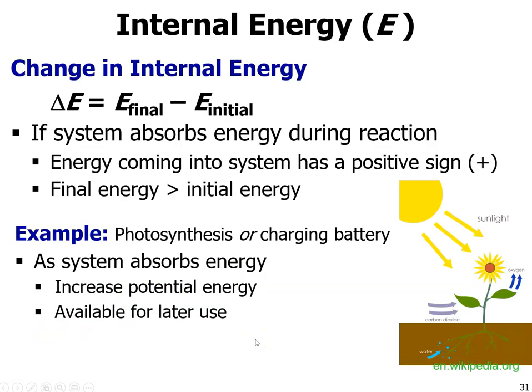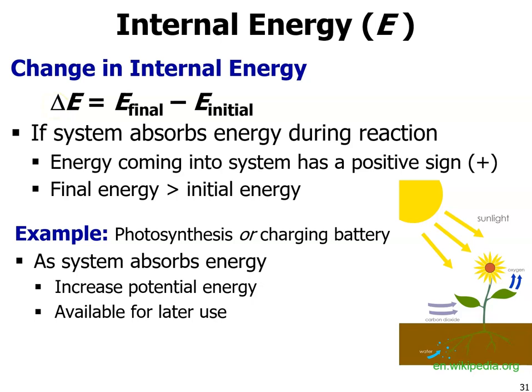So let's look at this in some real life examples. If we're thinking about a system absorbing energy, that is where energy is coming into the system. This would have a positive sign. So the final energy of that system is larger than the initial energy. If we took the final minus the initial, this delta E, that change in energy, is going to have a positive value.